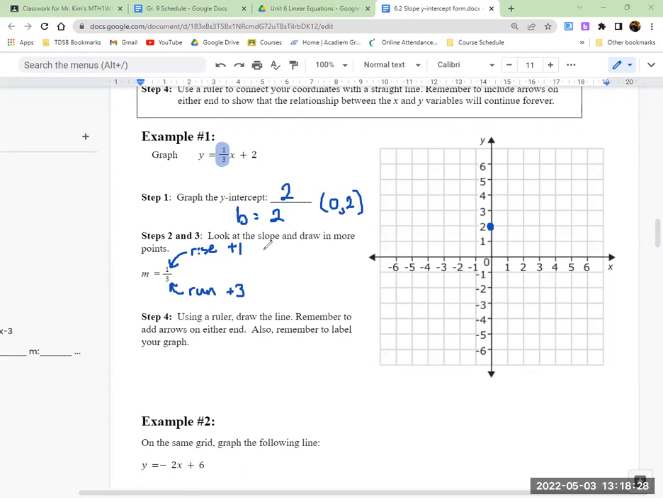What does that mean? It means every time I go up by 1, it's because I went to the right by 3. So from here, up 1, right 3. Up 1, right 3, and up 1, right 3, but I'm not going to write that. Pardon? Also, we start at the 2, right? Correct. We know that this is part of the line, so why not start there? That's why we call it the initial value, the starting value.